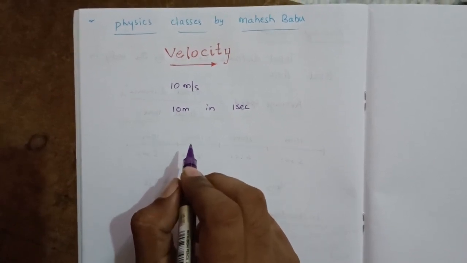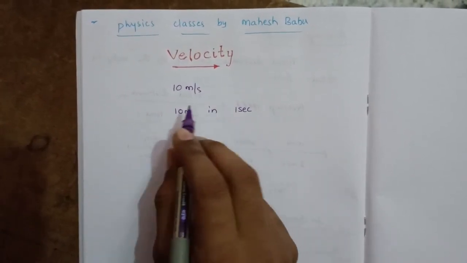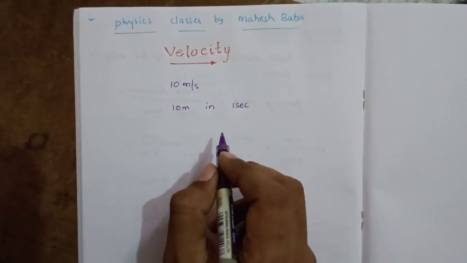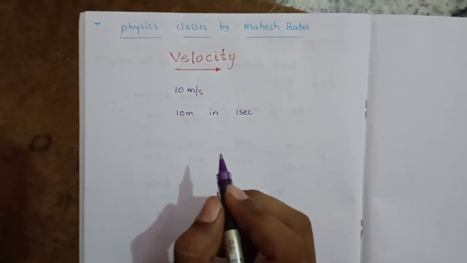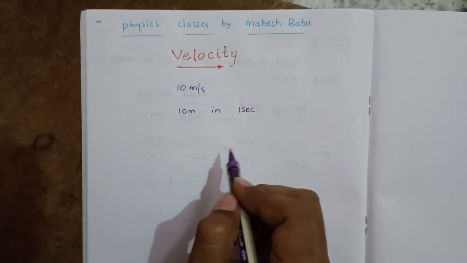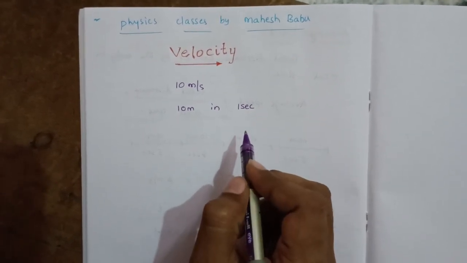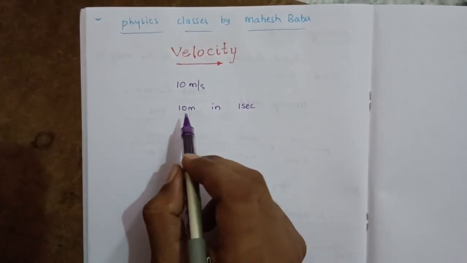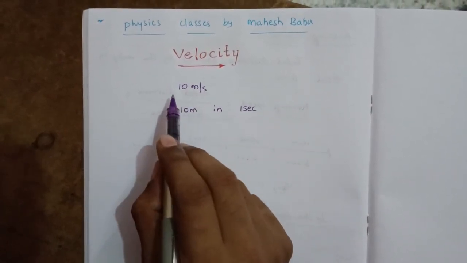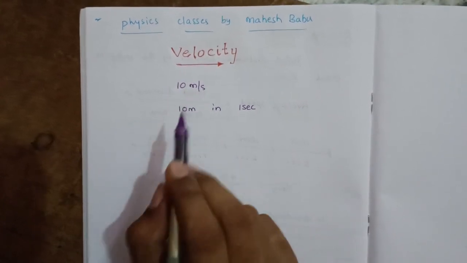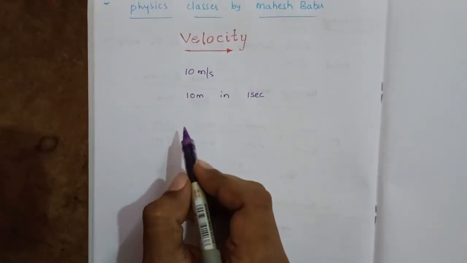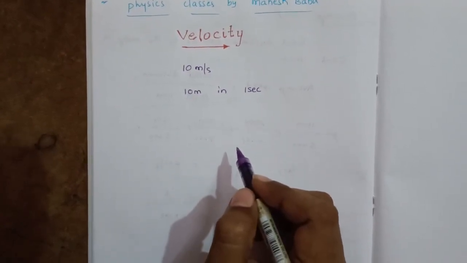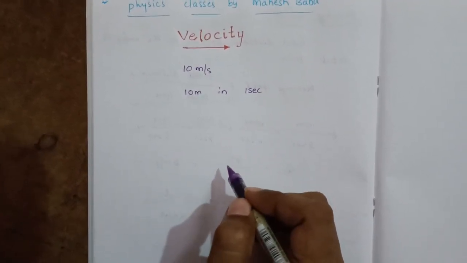Now here we will get a doubt. Which direction is the car moving? East or west, north, south, or going up a hill, or coming down the hill. Here, if you say the car is going with 10 meter per second, it is incomplete. To make it complete, we should specify its direction.